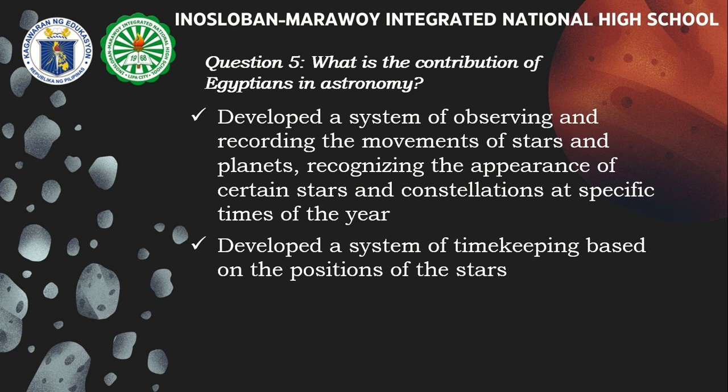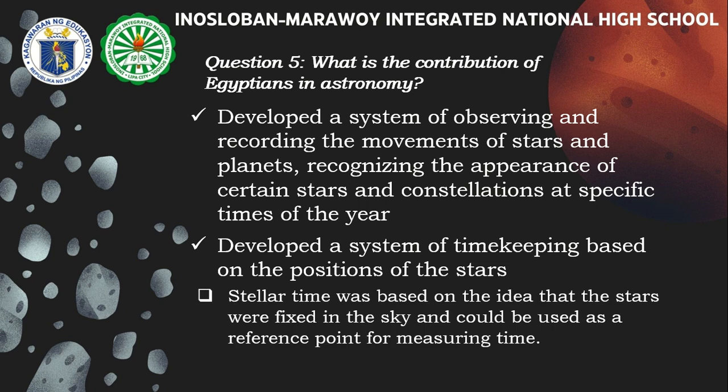Kanina yung sa Babylonians, nakadevelop sila ng method to predict eclipses, which is known as the Saros cycle. Ito naman, ang mga Egyptian, nakadevelop sila ng timekeeping method. Okay, nakabase naman ito sa positions ng stars. Ano ang tawag dun sa system of timekeeping? It is known as the stellar time. Okay, and what is a stellar time? Okay, it is based on the idea that the stars were fixed in the sky and could be used as a reference point for measuring time.